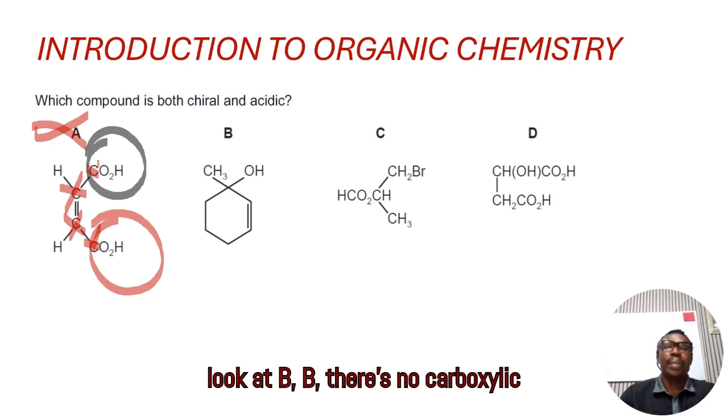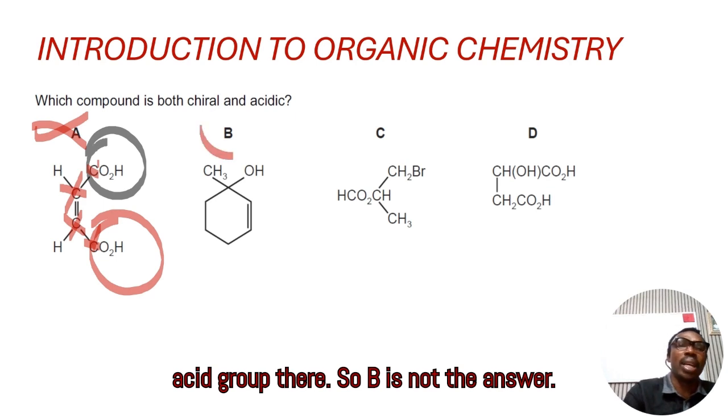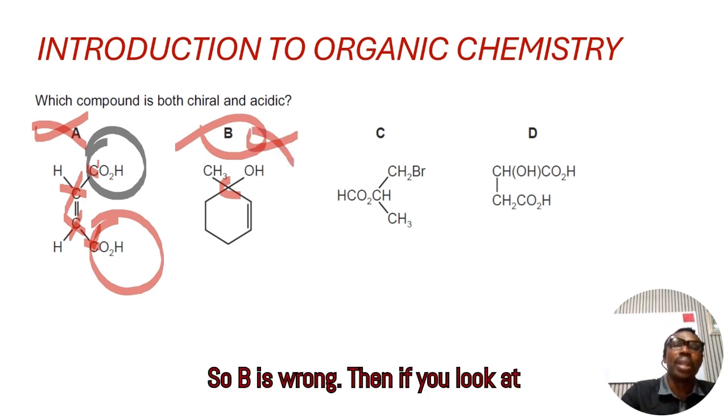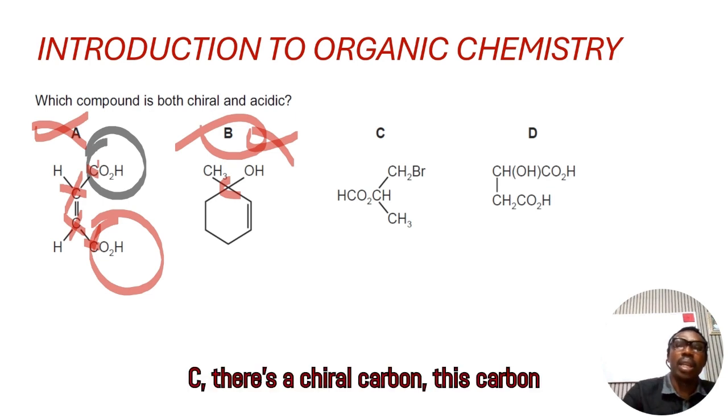Now, if you look at B, there's no carboxylic acid group there. So B is not the answer. It might be chiral, it contains a chiral carbon, but it's not acidic. So B is wrong.